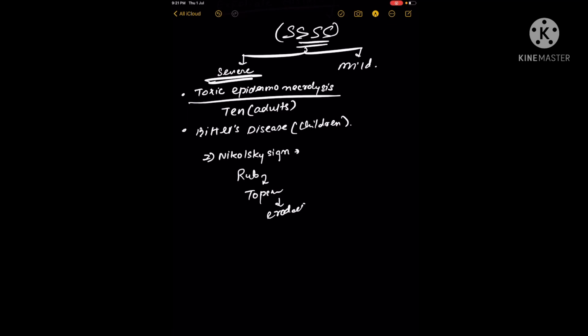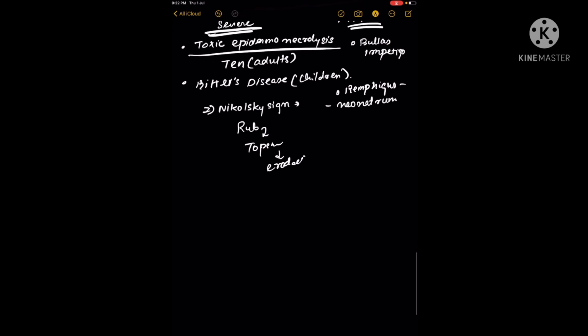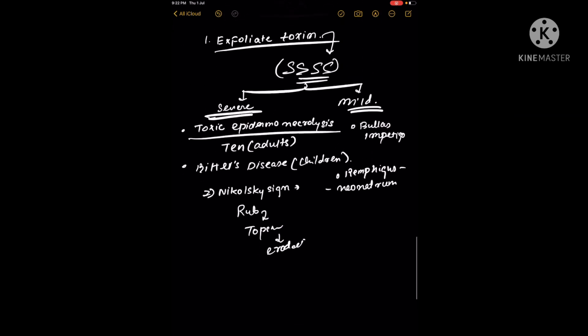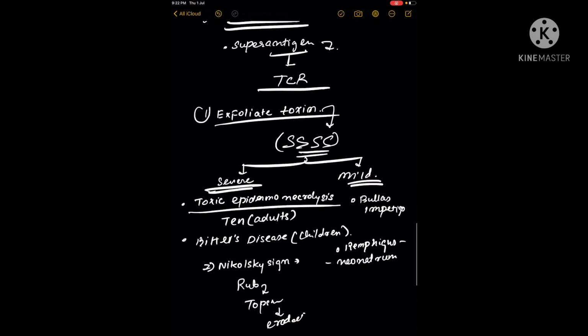Now let's come to the mild form. There are bullous impetigo and pemphigus neonatorum. So our first toxin is complete.